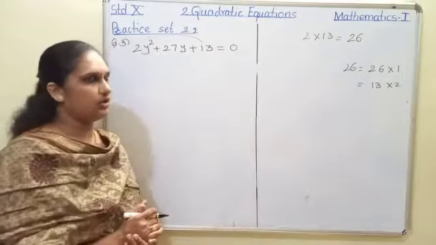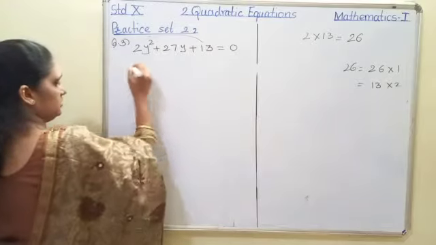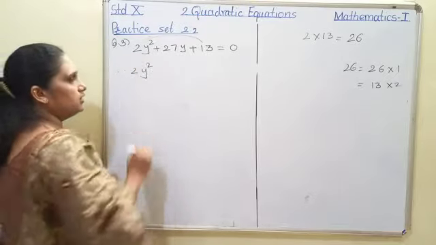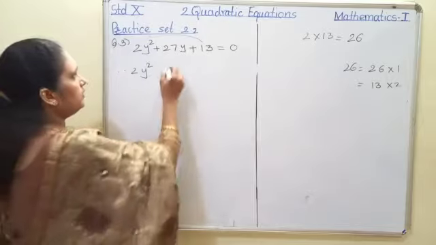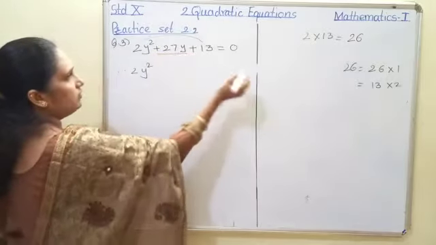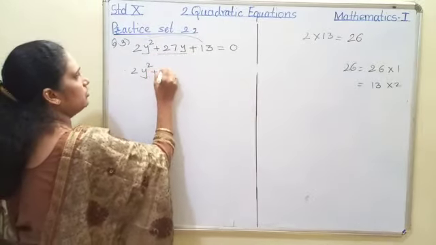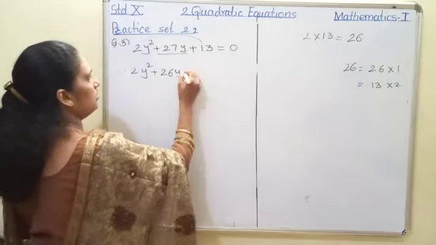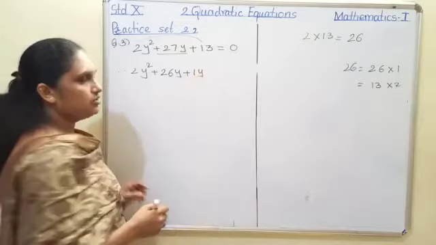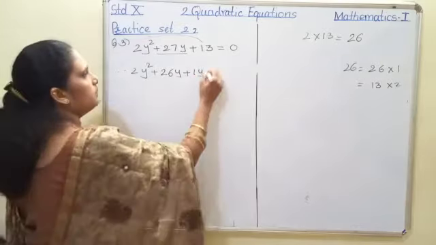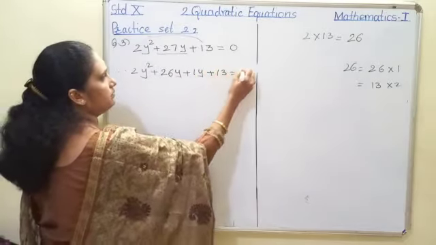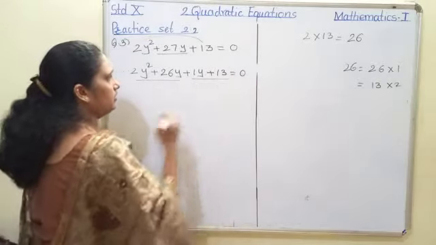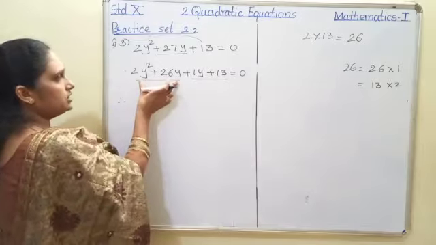So to get 27, we have to add 26 plus 1. Now we'll arrange this like the previous sum: the first term will be the same, that is 2y square. In the place of 27y, we'll write the factors, that is 26y plus 1y, and the last term will be the same. After that, what to do? Pairing. Now it is easy to identify what to take common.